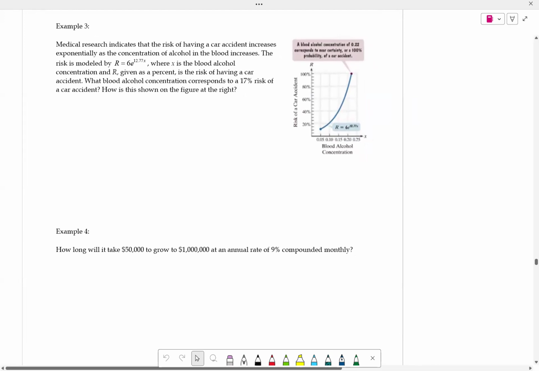Okay, medical research indicates that the risk of having a car accident increases exponentially as the concentration of alcohol in the blood increases. The risk is modeled by that function where X is the blood alcohol concentration and R, given as a percent, is the risk of having a car accident. What blood alcohol concentration corresponds to 17% risk of a car accident? How is this shown in the figure at the right? I'm going to give you a minute to solve this as you can.